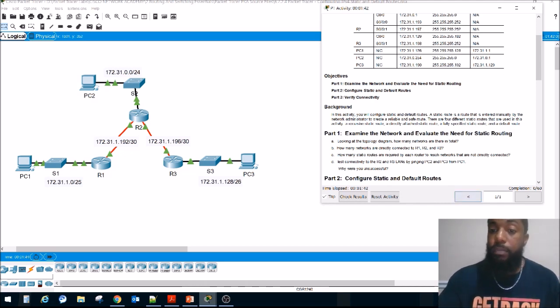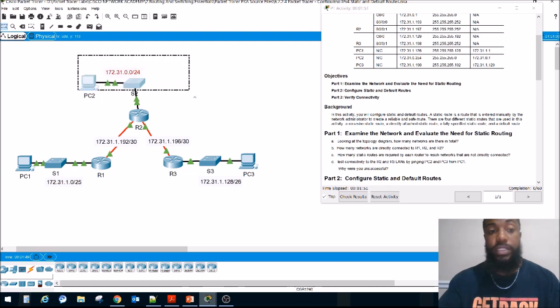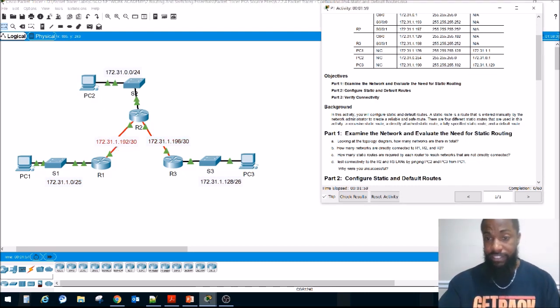Okay, looking at the topology diagram, how many networks are there in total? We talked about that, right? This is 1, 2, 3 networks. Don't forget these guys right here, 4, 5. So it's actually 5 networks.